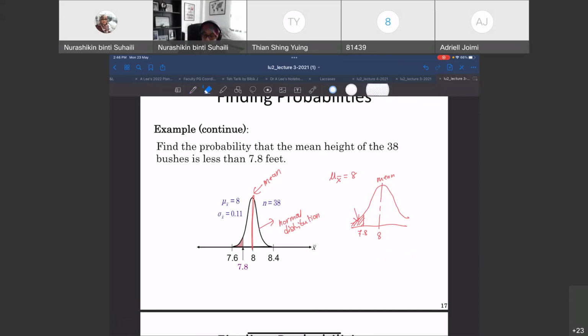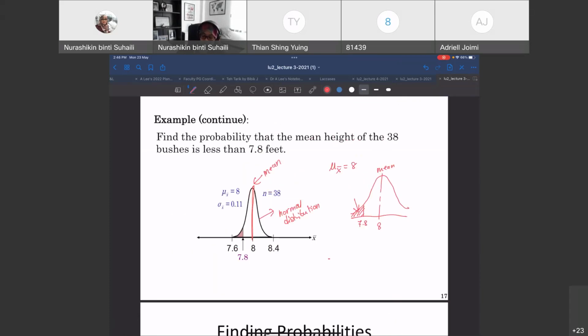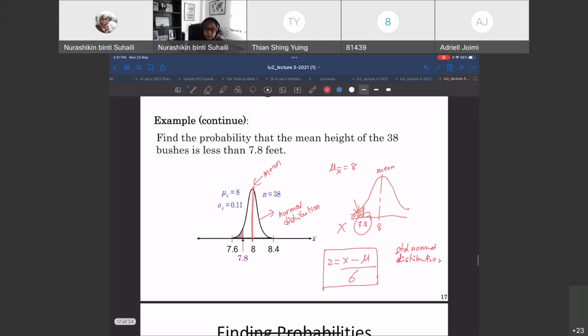Now you cannot solve it just by using this normal distribution. You have to transform it to the standard normal distribution because you don't have any values in the table. The one in the table is the standard normal one. So what you have to do is remember the formula: z equals x minus mean divided by standard deviation. That is the famous formula for the standard normal distribution. All the values here are actually x. That's why you can see that the mean is a non-zero value. So you have to convert from x to z.